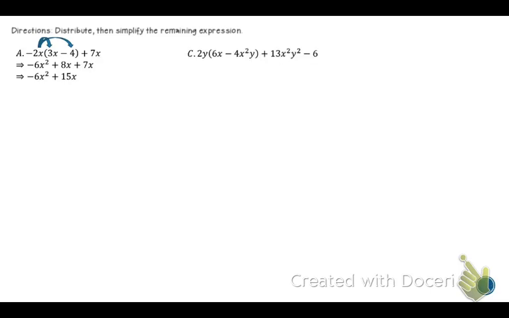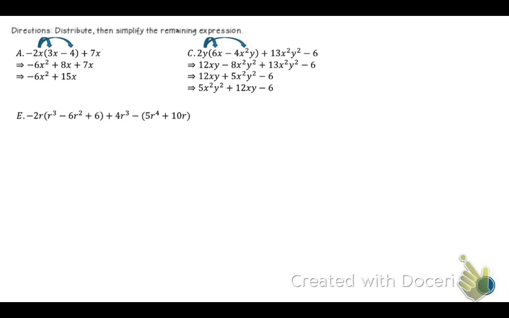Let's do C. So distribute first. So 2y times 6x is 12xy. 2y times negative 4x squared y is negative 8x squared y squared. And then plus 13x squared y squared minus 6. Well, we can combine those two middle ones. So negative 8 plus 13 is 5x squared y squared. And then normally those are flip-flops. So you want your biggest exponents to the left and then smaller and smaller. So it would be 5x squared y squared plus 12xy minus 6.